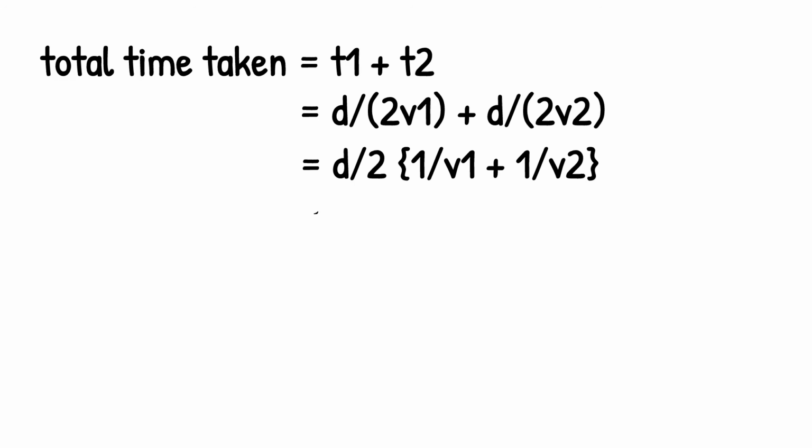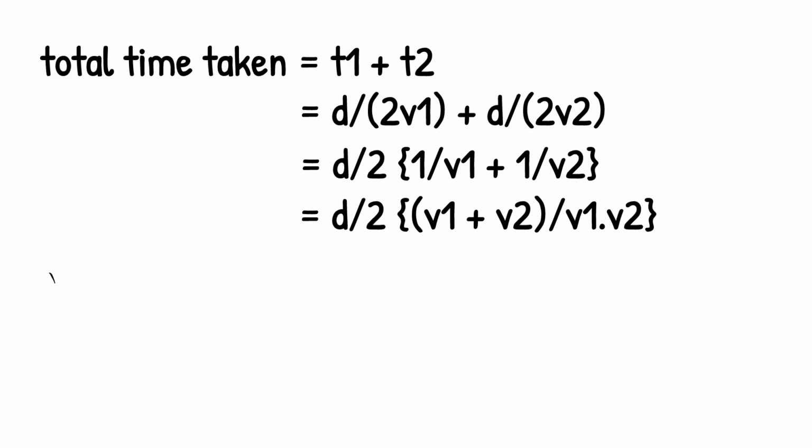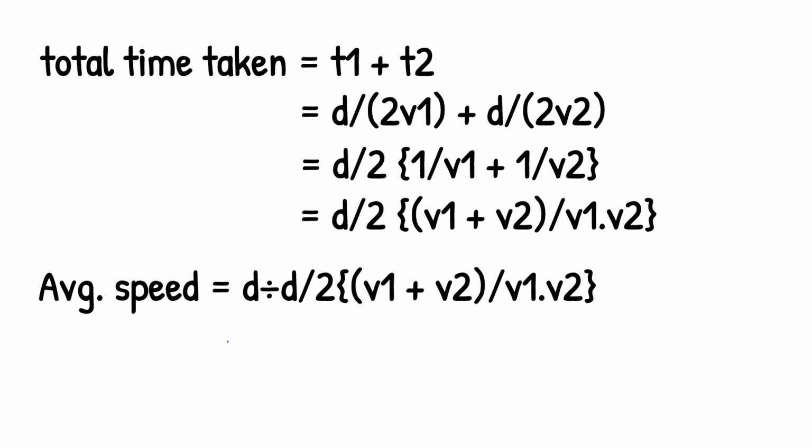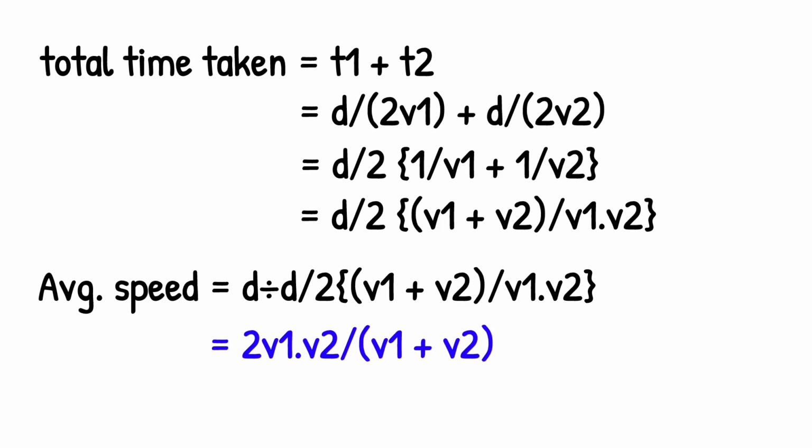On taking d by 2 as common, we get d by 2 into (v1 plus v2) by (v1 into v2). So average speed is d divided by d by 2 into (v1 plus v2) by (v1 into v2). So we get 2v1v2 by (v1 plus v2).